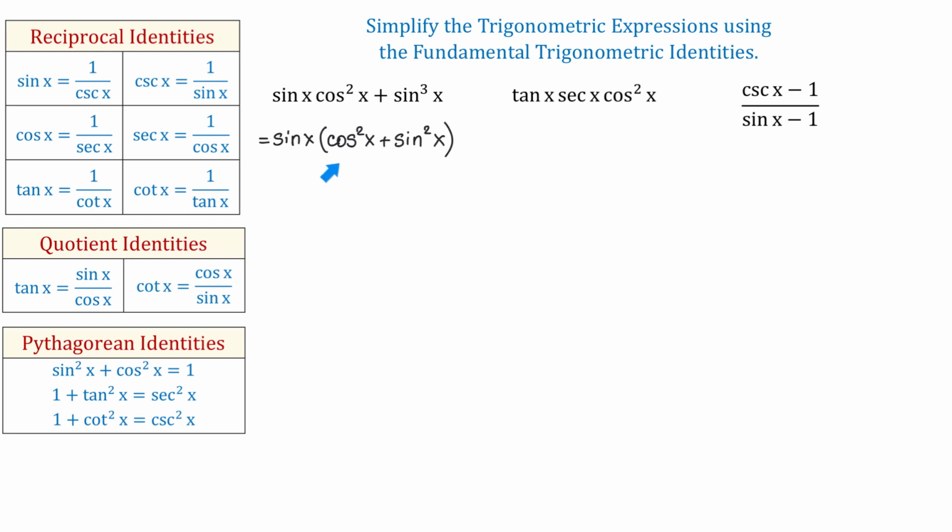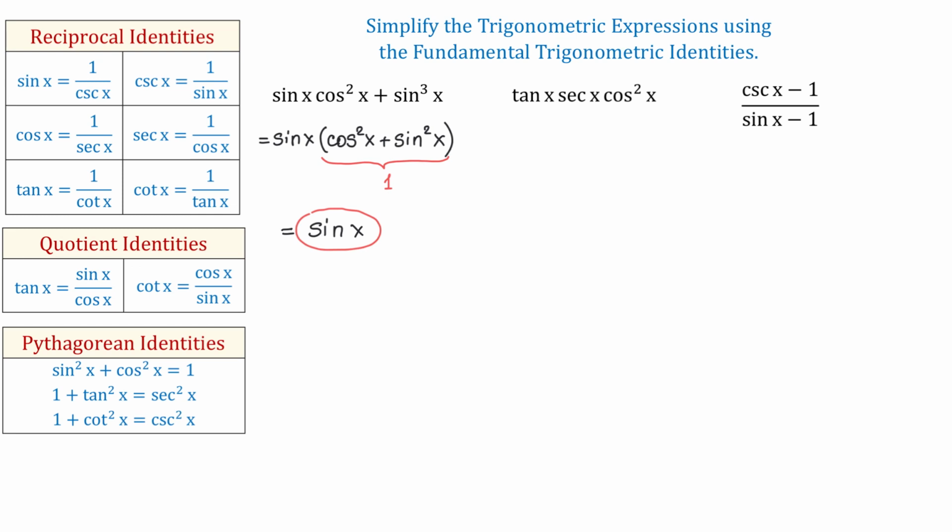So sine times cosine squared will give us the first term, and sine times sine squared will give us sine cubed. And now for the expression we have inside the parentheses, we will use the first Pythagorean identity where the value of this expression is 1. So again, cosine squared of x plus sine squared of x equals 1. Then sine of x times 1 is sine of x. And this is how far we can simplify the first expression.